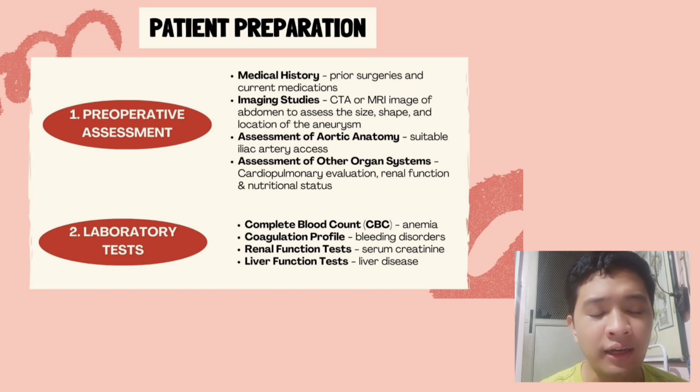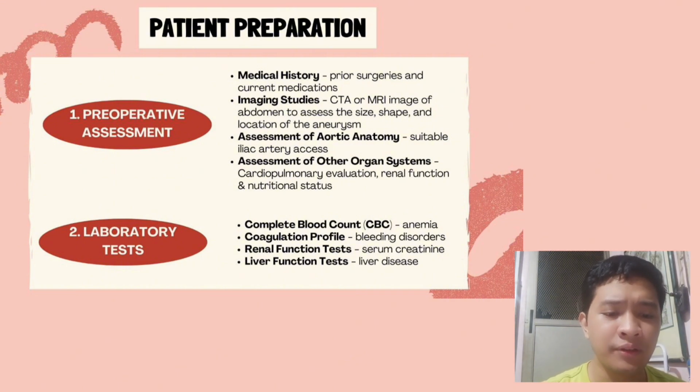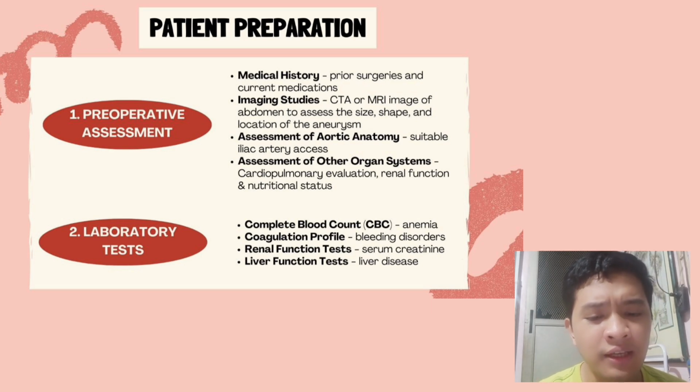Assessment of aortic anatomy. The presence of sufficient healthy aortic tissue, suitable iliac artery access, and no significant tortuosity or other anatomical challenges is critical to determine whether an endograft is appropriate. Assessment of other organ systems. Cardiopulmonary evaluation, renal function, especially in patients with pre-existing renal disease, and nutritional status.